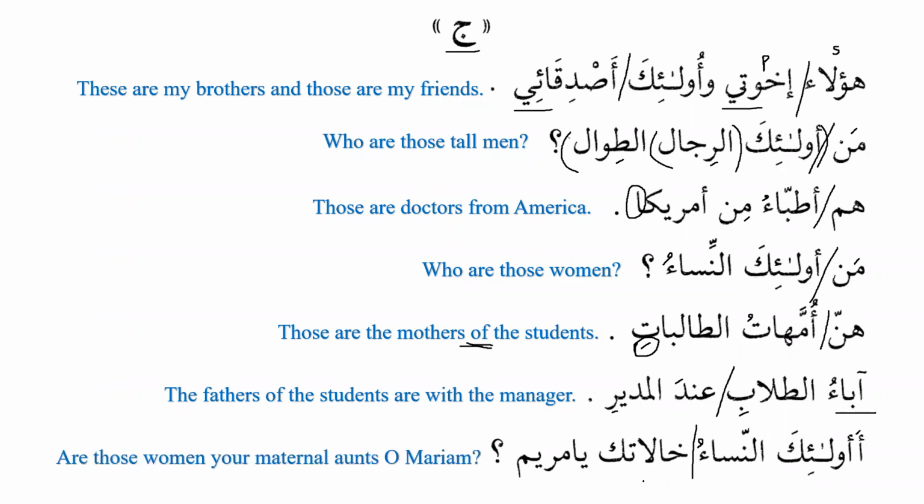Khalatun, and the plural of khalatun is khalatun, and khalatuka, we know that whenever we have an attached pronoun, in fact, it shouldn't be ka, it should be ki. Again, we need to be very careful. Ulaika nisa'u khalatuki ya Maryamu, because we have to look for the person that we are addressing. So here we are talking to Maryam, so we can't say ka, we have to say ki. Khalatuki ya Maryamu, are those women your maternal aunts, O Maryam?